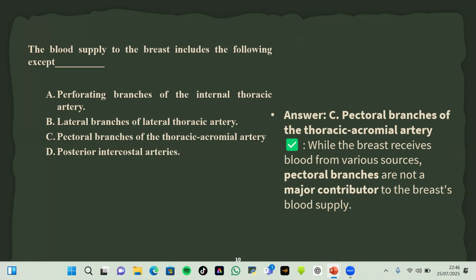Pectoral branches of the thoracoacromial artery. While the breast receives blood from various sources, pectoral branches are not a major contributor to the breast blood supply. So all the other options actually indicate the sources of blood supply to the breast.